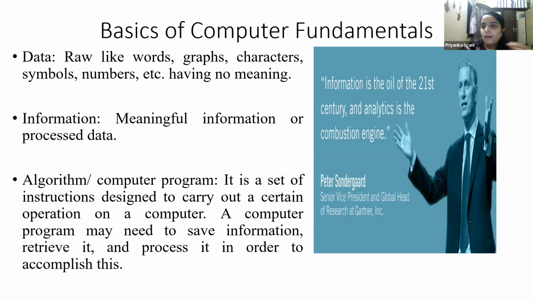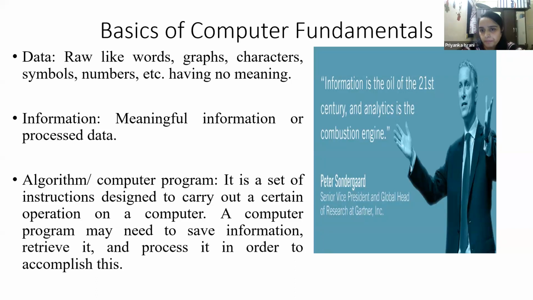So if you want to perform any task, you have to store the data, retrieve the data, and process the data, and to do this you require data structures, where you will store the data and how you will store the data. Just understand, data is raw, which has no meaning. Information is meaningful data, or processed data. An algorithm is a set of instructions that we give to a computer to perform a certain operation or task.